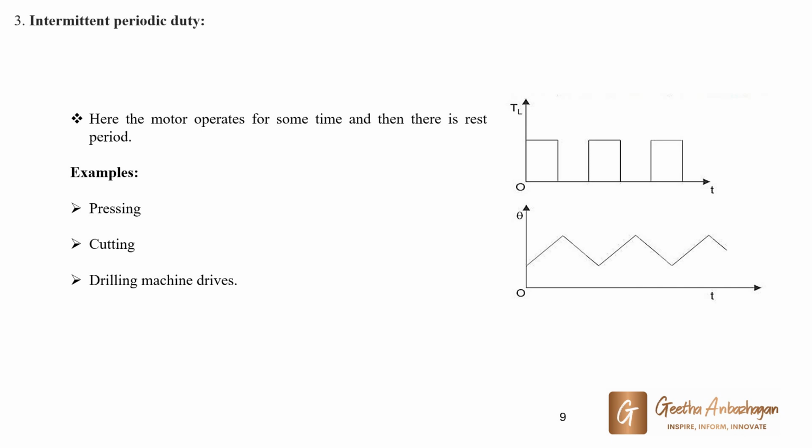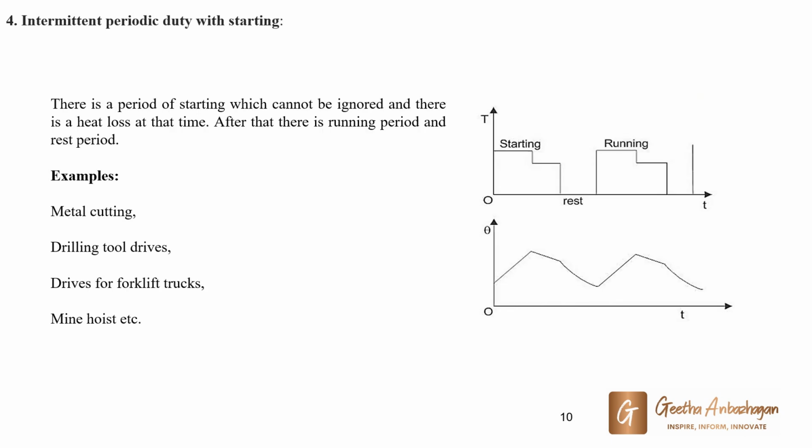This type of duty can be accomplished by single phase or three phase induction motors and DC shunt motors and universal motors. The examples are pressing, cutting, drilling machines. Next, we have intermittent periodic duty with starting. This is intermittent periodic duty where heating due to starting cannot be ignored.